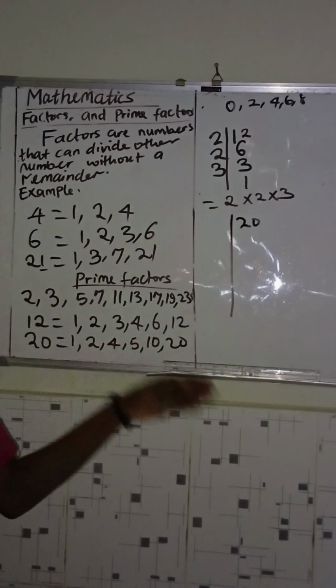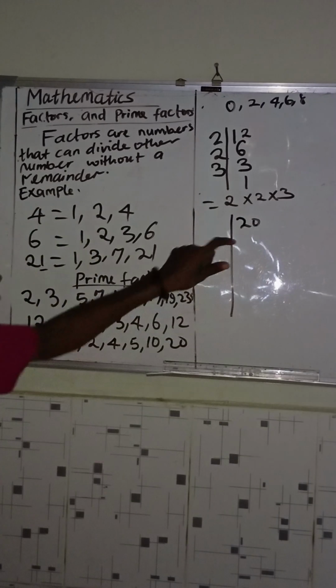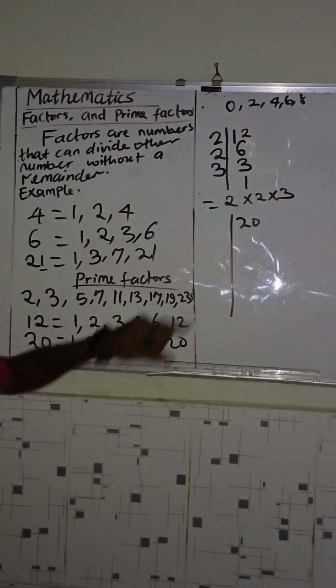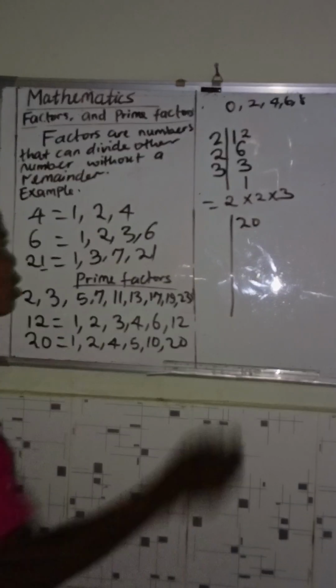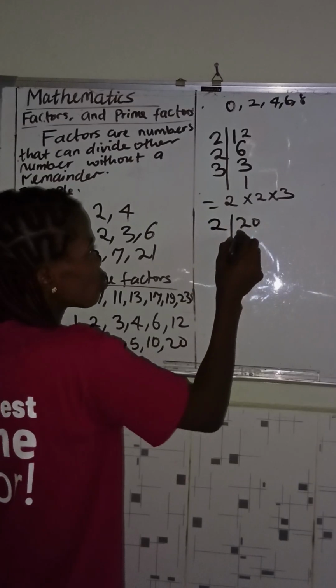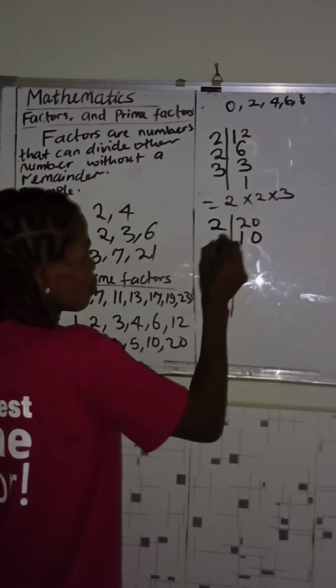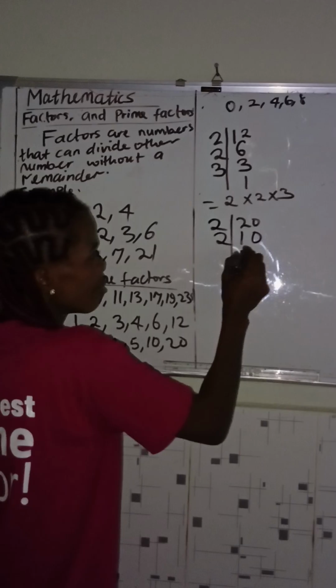So you go 20. What is the least prime number that can go in 20? Of course, it ends with a 0. If it ends with any of these, 2 can go. So you put a 2 there to divide. 2 into 20, 10. 2 again, 2 in 10, 5.